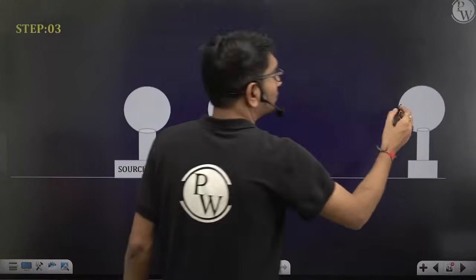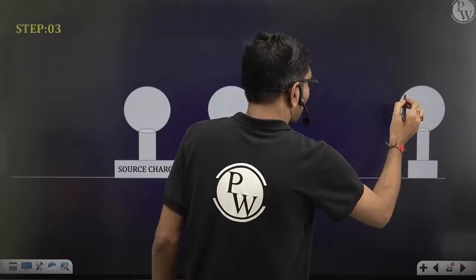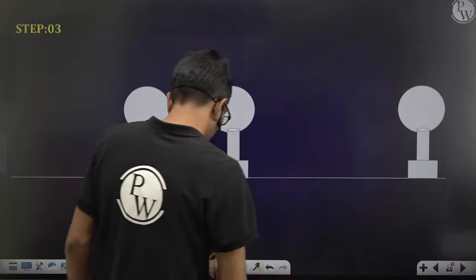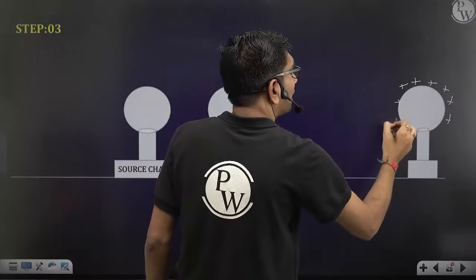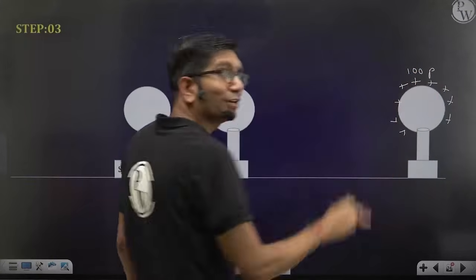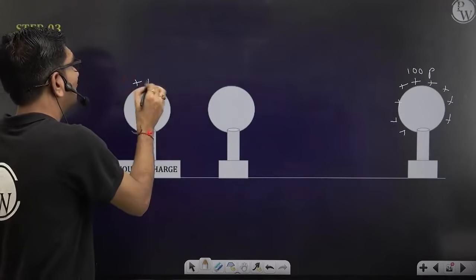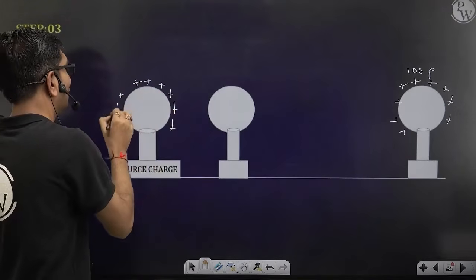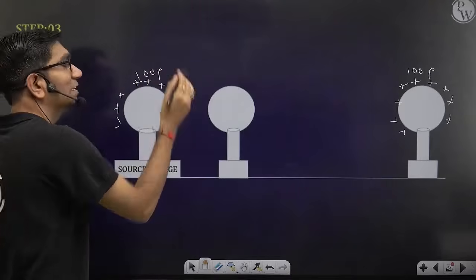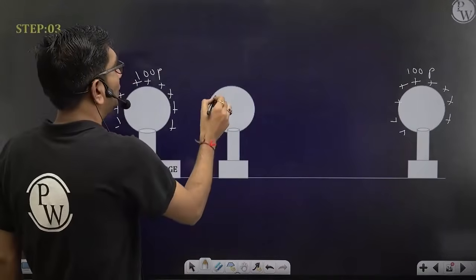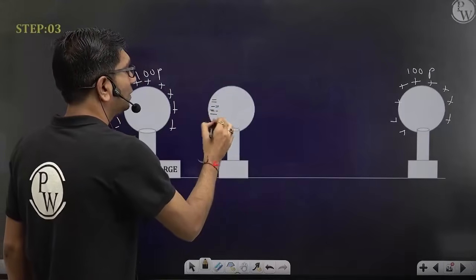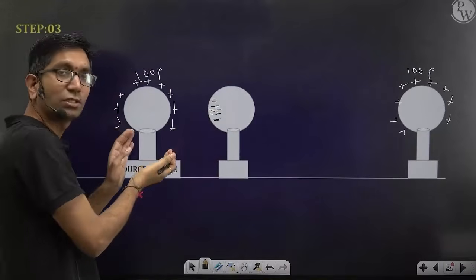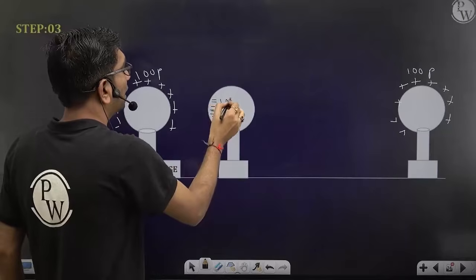Yes or no? Correct? Yes, so it is becoming a positively charged body. How many protons does it have? 100 protons. Yes, correct. This is our source charge. Am I right? This is 100 protons, right? So here we have 100 electrons. These are crowded. Why? Because the source charge is here itself. All are attracting here.